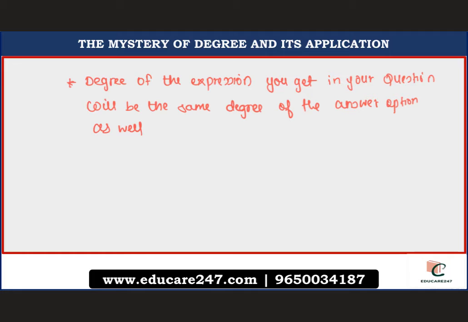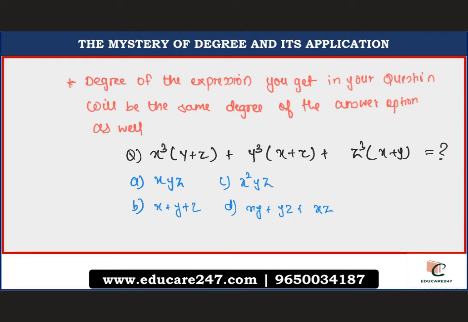So what does this mean? Degree of the expression you get in your question will be the same as the degree of the answer option as well. So let's suppose there is this question and the expression given in the question is like this, right? x cube (y plus z), y cube (x plus z), and z cube (x plus y). Alright, and they've asked you what would be the simplification or something like that. This is just a rough example that I'm giving you, and options are given to you. What would be the answer according to the statement that I've given you?